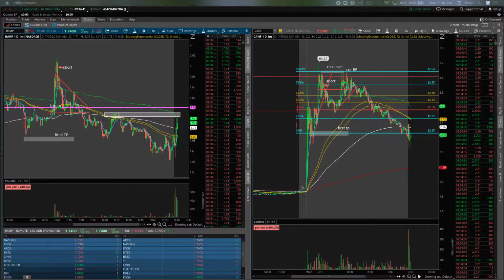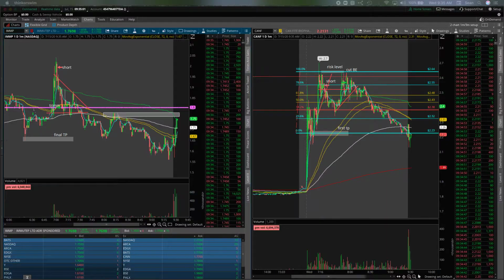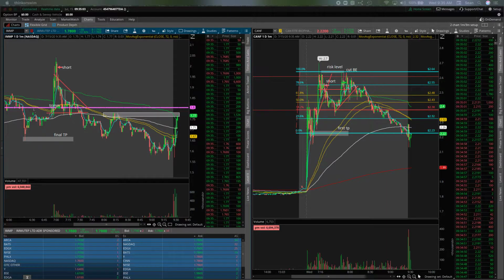Setting in a range order here for CAMP. I just want to make sure it stops me out if ever something happens. Literally risking 10 cents on it. I'm going to switch back to IMMP. Being careful on it. Buyers and buyers on IMMP traders. Okay, being careful here.